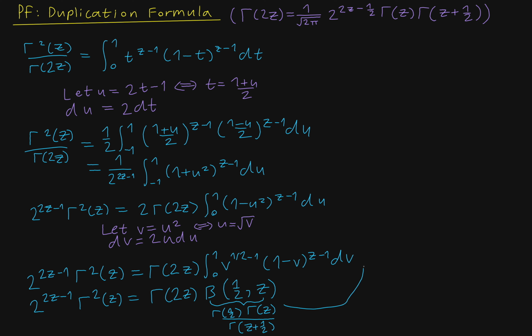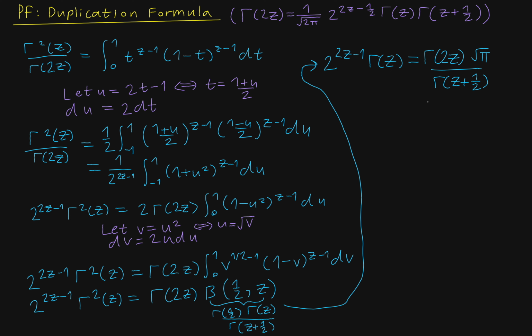And so I'm going to have to move this around. What we have here are two common gamma of z's now, so we can cancel those, right? So we're just going to be left over with 2 to the 2z minus 1 gamma of z is equal to, and so gamma of 1/2, that's just square root of pi, right? So we just have gamma of 2z times the square root of pi over gamma of z plus 1/2.